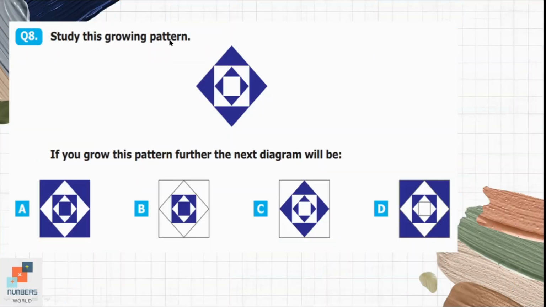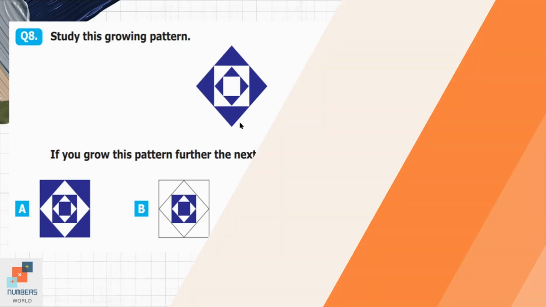Question number 8. Study this growing pattern. If you grow this pattern further, the next diagram will be, we can see that there is a white square in the center and then there are blue triangles around it. Then white triangles, and after that again blue triangles. As a next step, there should be white triangles after the blue ones. So option C is the correct one.